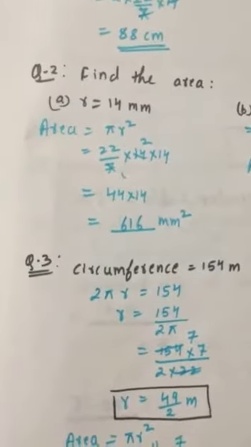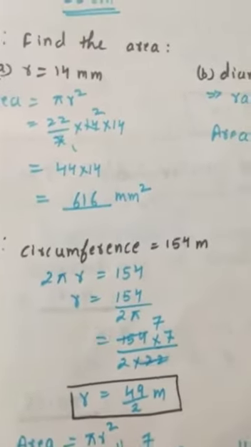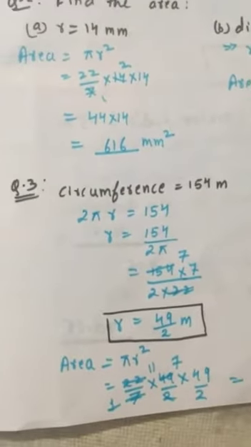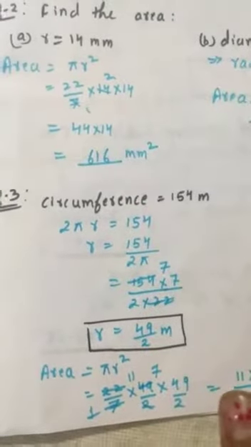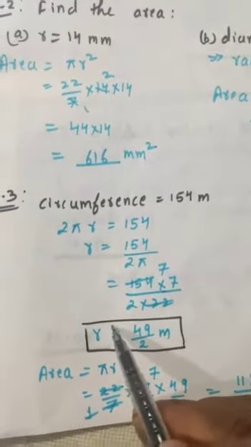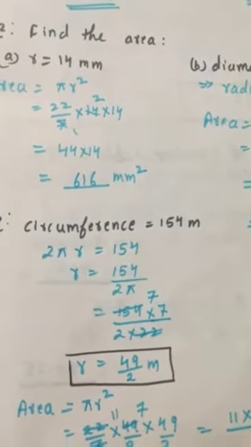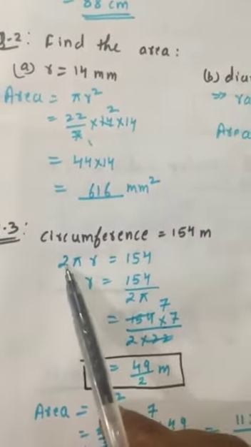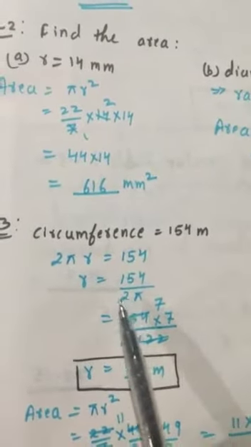Okay. Now question number 3, where what is given to you? Circumference of a circle is given and you have to calculate the radius. Okay, and using that radius you have to calculate area. So I hope you all have understood the question. Now circumference का formula होता है 2 pi r. So 2 pi r is equal to 154. R will be 154/2 pi.